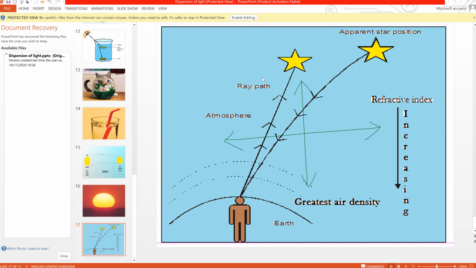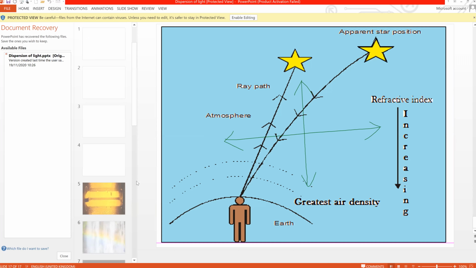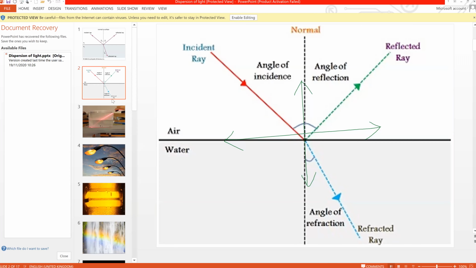You have to understand this logically. Once again, I'll show you that picture so that you will understand more clearly. One minute. What is refractive index? One minute. Clear, online ones? Okay.